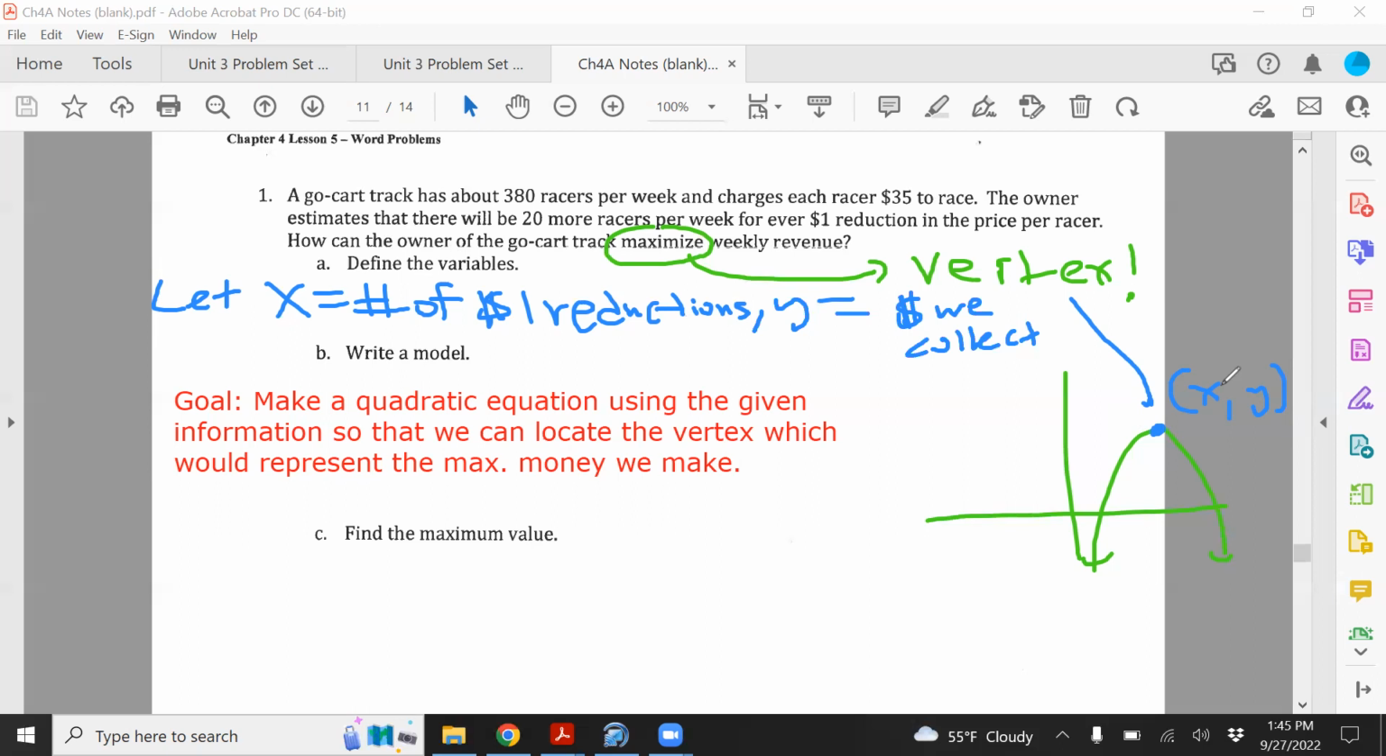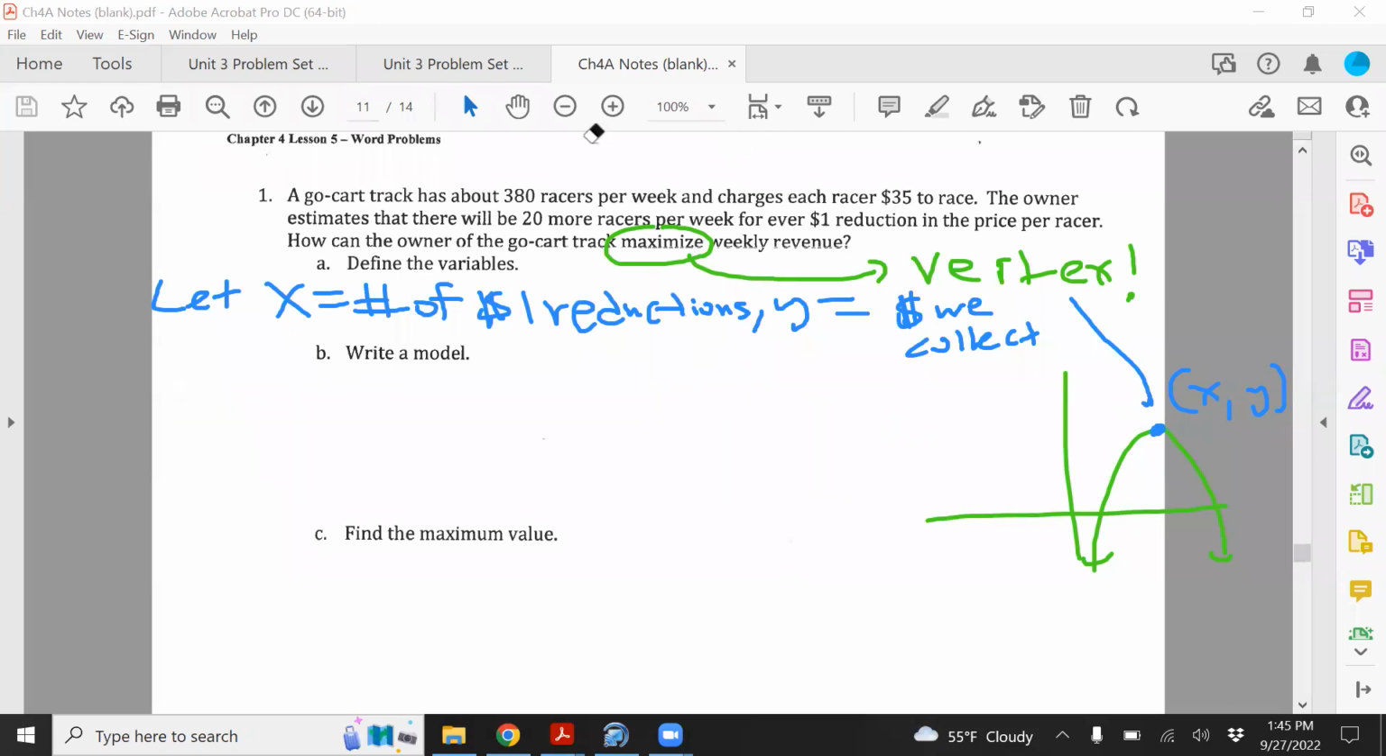But X is a reduction, so the price would be going lower, but more people will come join us. Let's write the model. If it's cheaper, more people will come, right? So you've got to find that sweet spot. That's what we're going to do. But we're not going to do trial and error. We're going to do algebra, right? We don't do trial and error in this class. We do algebra. So here's how you can write it.